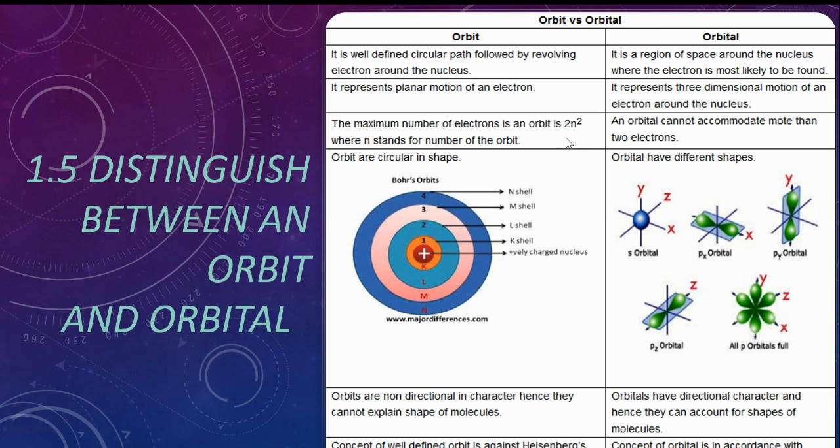Here n indicates the principal quantum number, whereas each orbital can accommodate only 2 electrons. The shape of an orbit is circular, whereas orbitals have different shapes like spherical, dumbbell, and double dumbbell. Orbits are non-directional, hence they cannot explain the shapes of molecules, whereas orbitals are directional, so they explain the shapes of molecules. The Heisenberg uncertainty principle is in accordance with the orbital concept but against the orbit concept, because in an orbital the electron is assumed to have wave nature.